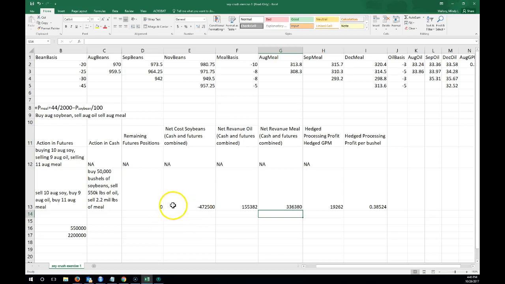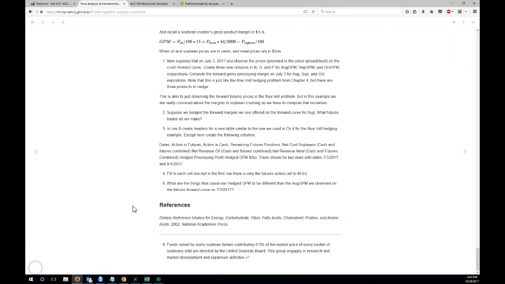Alright, so when you get these numbers, you should have everything all set. Let's just take a minute to think about the last question. So we've done all of parts 1 through 4, except we have not yet done number 5. So number 5 says, what are the things that cause our hedged gross processing margin to be different than what we expected in the August gross processing margin from row 1?